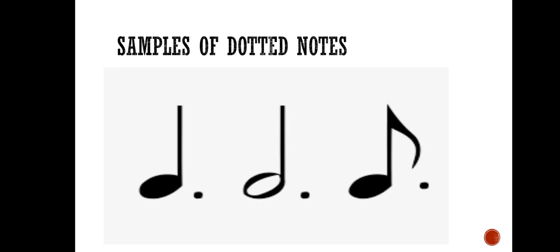The second one is called a dotted minim. A minim itself has 2 beats, as we had just said in the last slide. And here we are seeing a minim which has a dot. A minim having 2 beats plus a half of 2, which is 1.